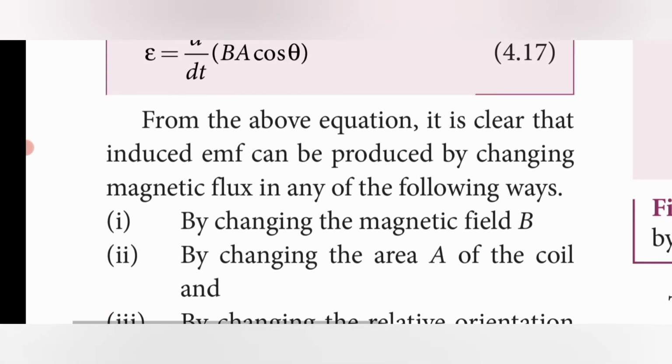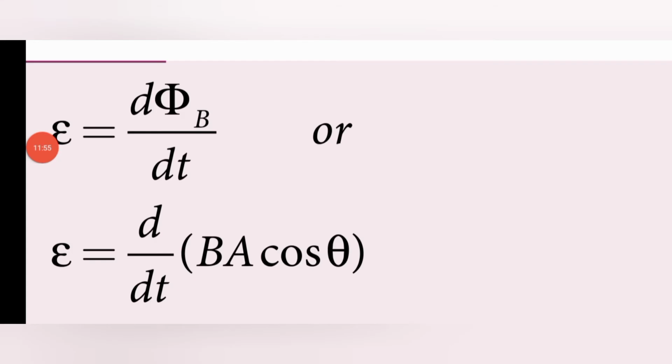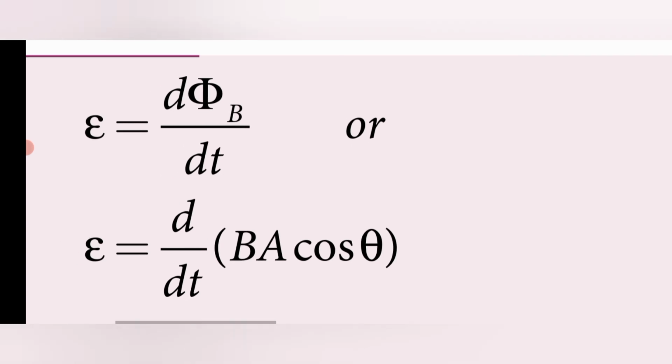So for finding the induced EMF, what is the value for that? According to Faraday's law of electromagnetic induction, the EMF is induced in a circuit when the magnetic flux linked with it changes, and that EMF is called the induced EMF here. So that can be written as epsilon is equal to d phi b divided by dt. So this is the general equation. Now substitute the value of phi. Here phi value is BA cos theta. So that is the value.